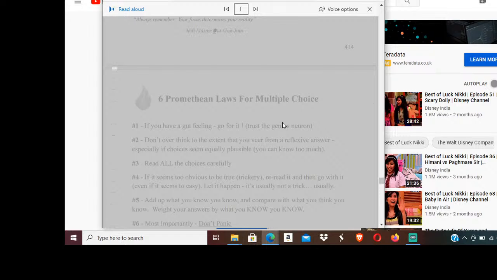6 Promethean laws for multiple choice. Number 1, if you have a gut feeling, go for it. Trust the genius neuron. Number 2, don't overthink to the extent that you veer from a reflexive answer, especially if choices seem equally plausible, you can know too much. Number 3, read all the choices carefully. Number 4, if it seems too obvious to be true, trickery, reread it, and then go with it even if it seems too easy. Let it happen, it's usually not a trick, usually.